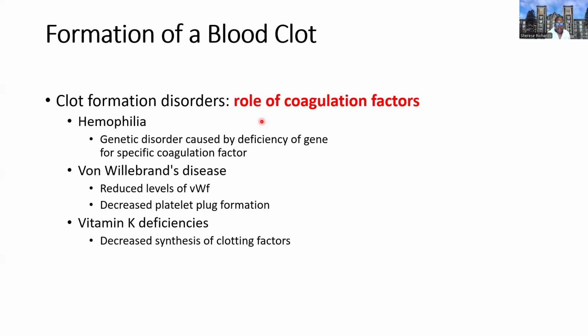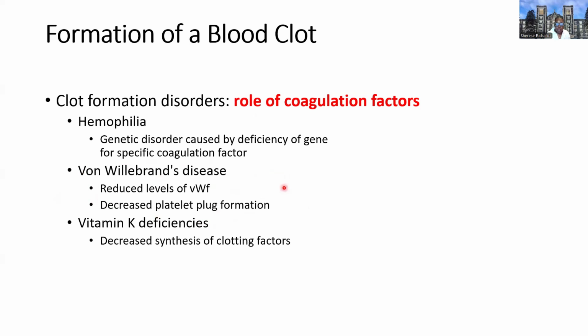So there are different types of hemophilia. Hemophilia A is a deficiency in clotting factor 8. Hemophilia B is clotting factor 9. But different factors can be deficient, and that can lead to bleeding disorders, and that can be genetically passed on. Another example is von Willebrand disease. This is a deficiency in von Willebrand factor, so it will have an effect on platelet adhesion, which is the initial part of that platelet plug formation.